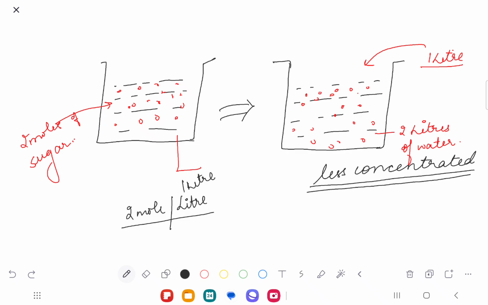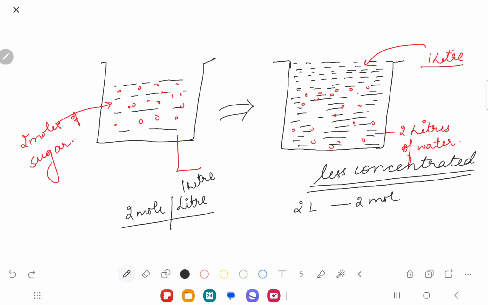My point here is that if you add lots and lots of water to this, the solute, which is the sugar, will disperse, will scatter in the entire liquid. And when it scatters in the entire liquid, what do you think would happen? The same amount of sugar will now be dispersed. So I would say in 2 liters, now there are 2 moles. Earlier, in 1 liter, there were 2 moles. So thereby, in 1 liter, it would be 2 over 2 moles per liter.